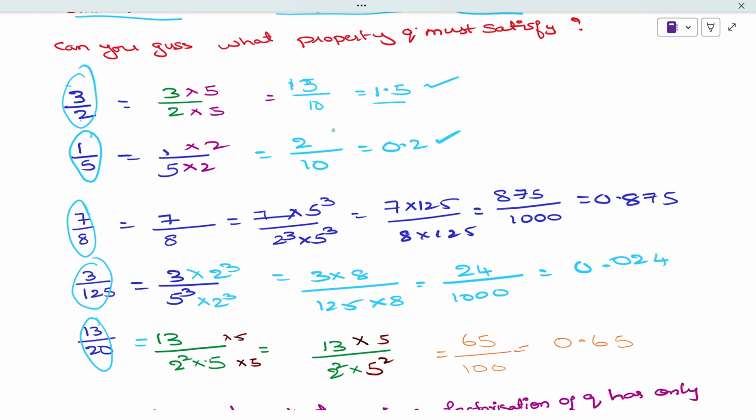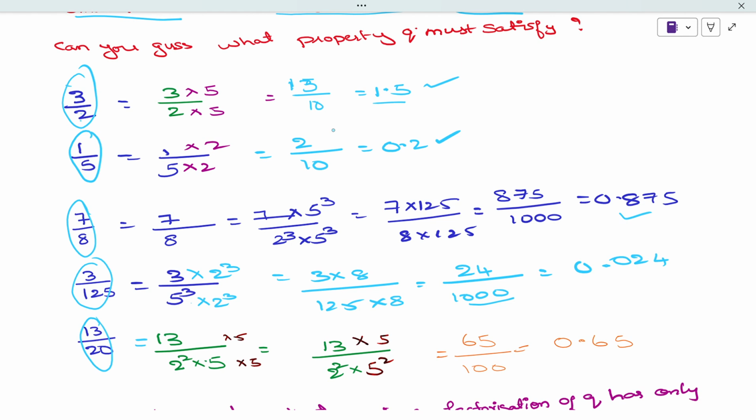Now 7 by 8 is there. 8 we can write as 2 cube, which means we multiply numerator and denominator by 5 cube, so you get a terminating decimal. Like that, suppose we take the denominator as 125, that is 5 cube. For 5 cube, we multiply by 2 cube, so you get 3 zeros, that is 3 digits after the decimal point. So you get a terminating decimal. Here also 2 square is there.